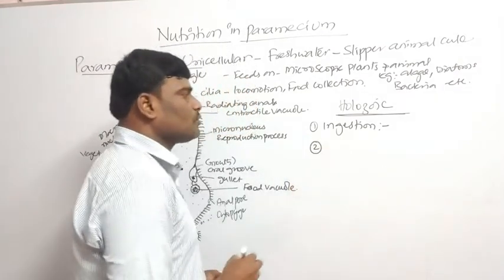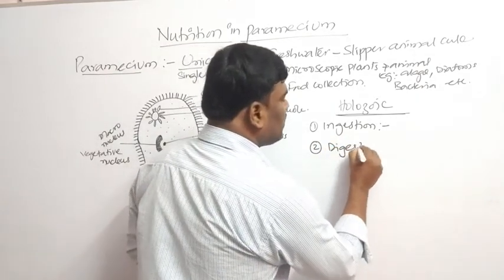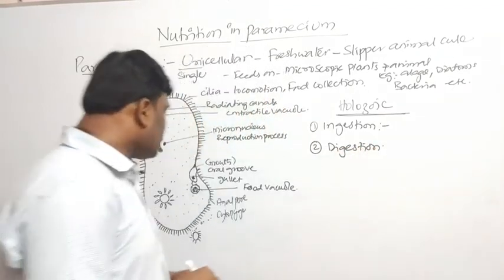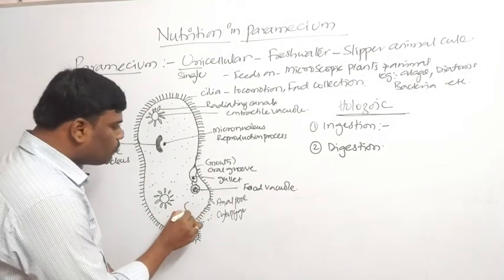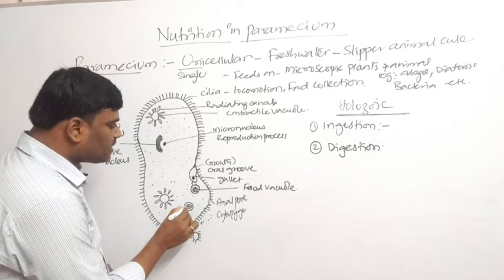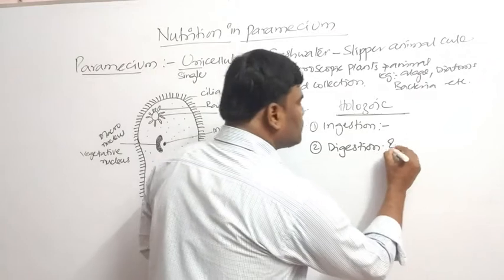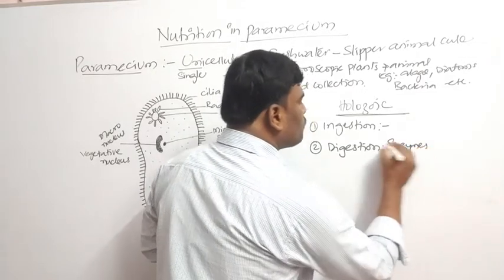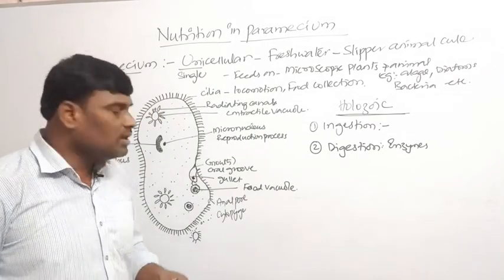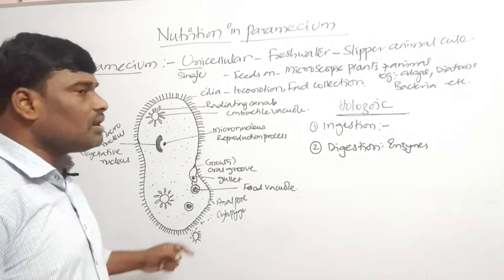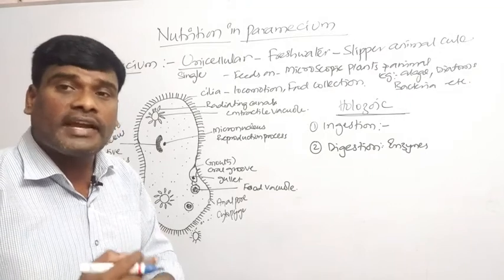The second stage of this nutrition is digestion. So how does it get digested? This food vacuole moves in the cytoplasm, and because of the action of enzymes, which are secreted by the lysosomes, the food in the food vacuole gets digested.